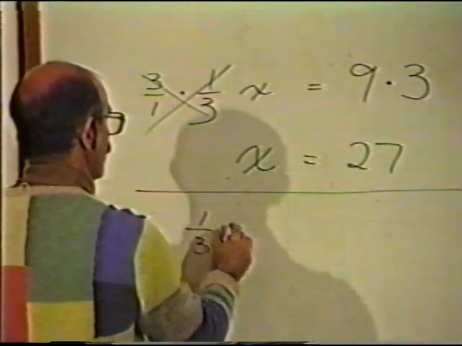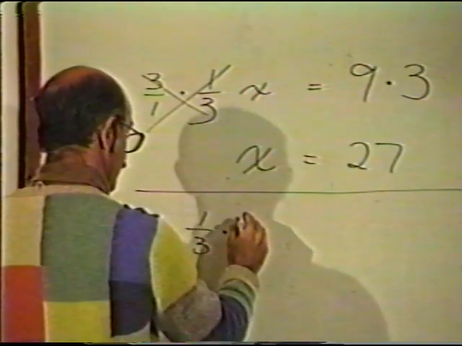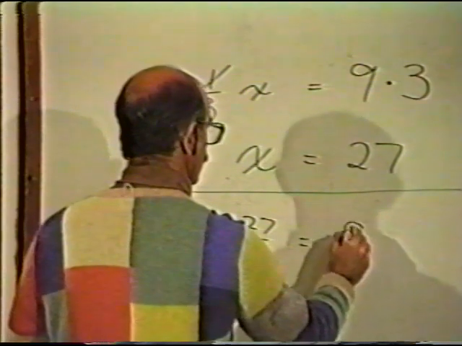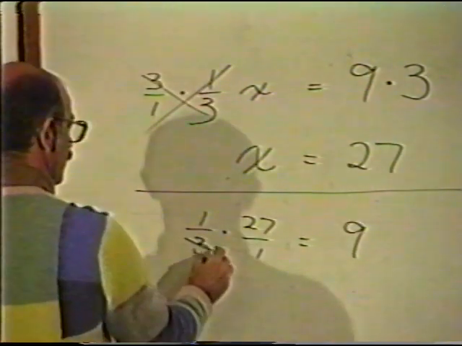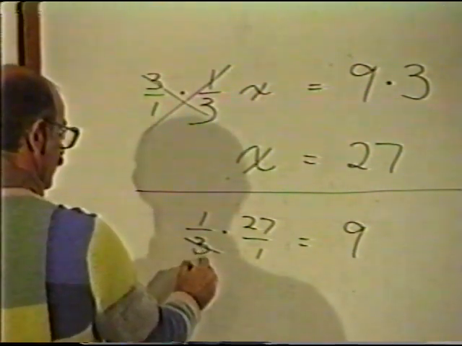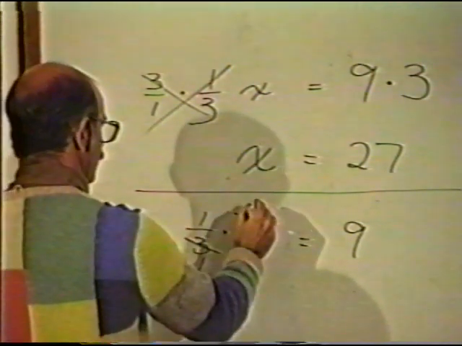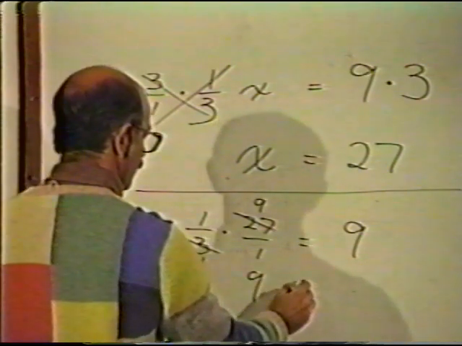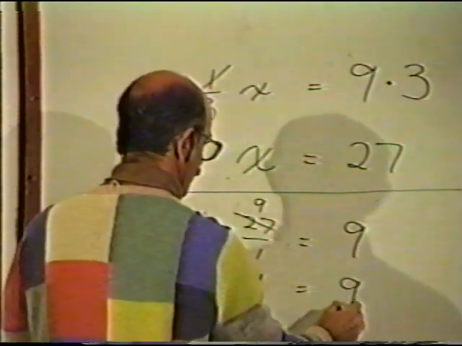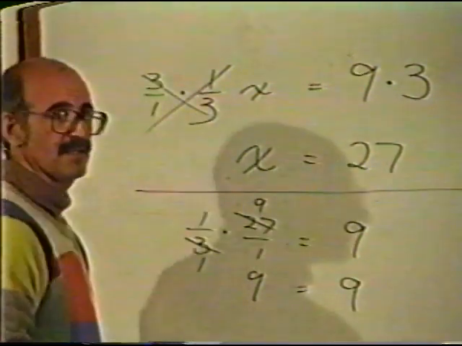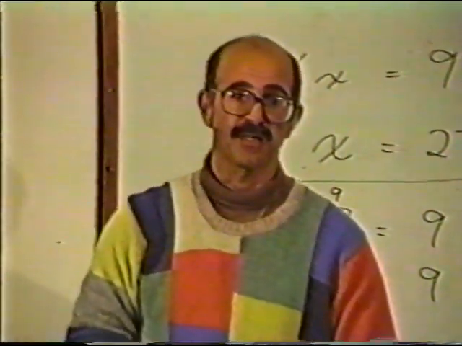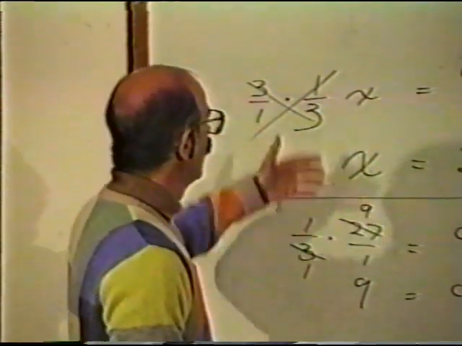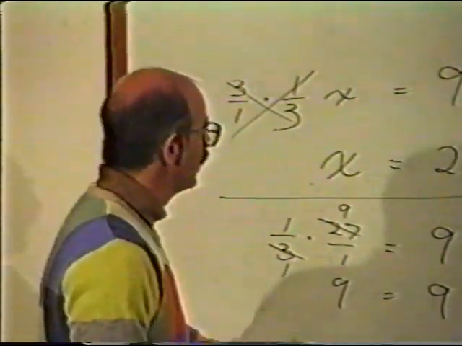1/3 times x, which is 27, is supposed to equal 9. 3 into 3 is? 1. 3 into 27 is? 9. 9 equals 9.